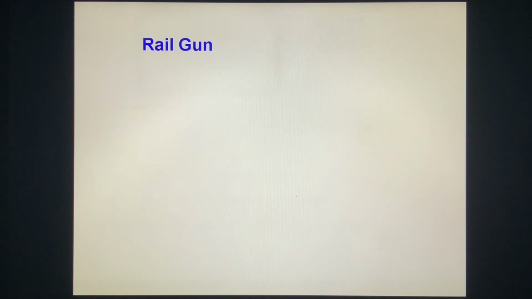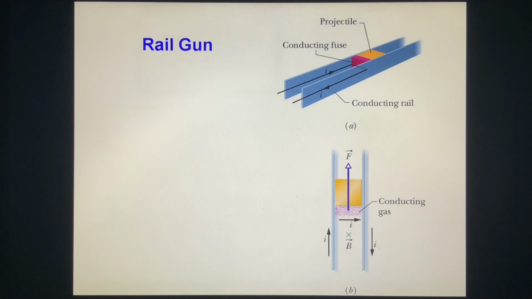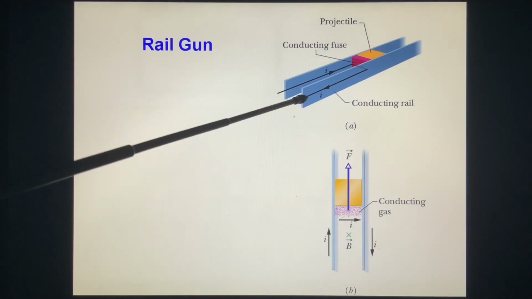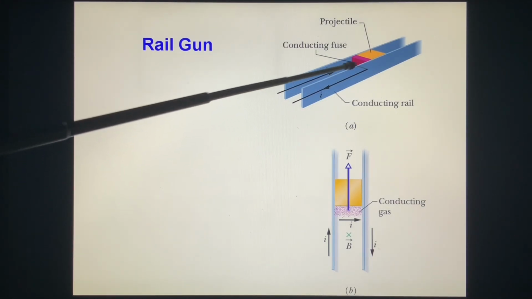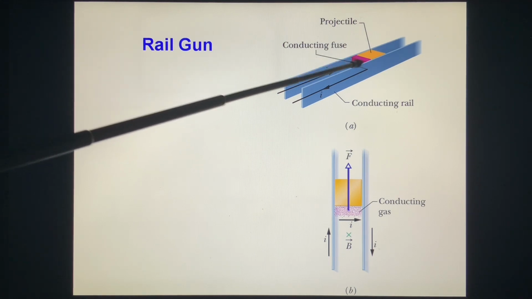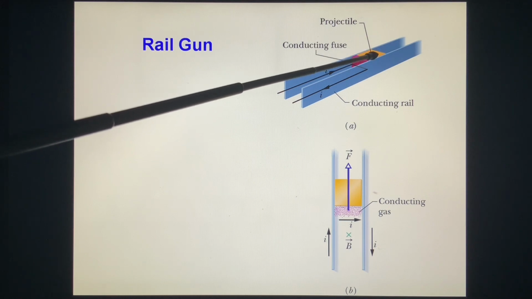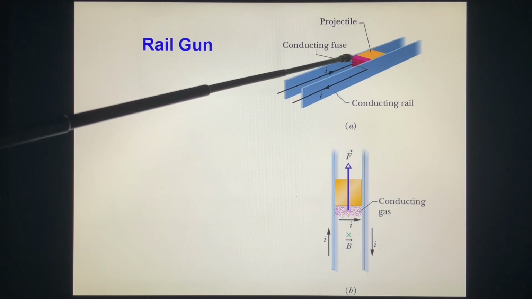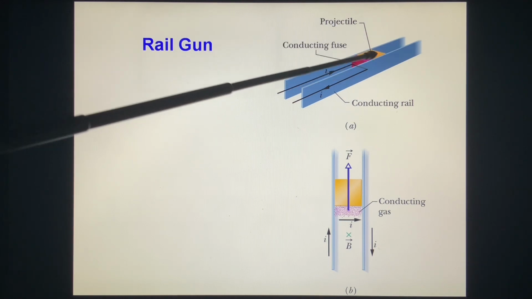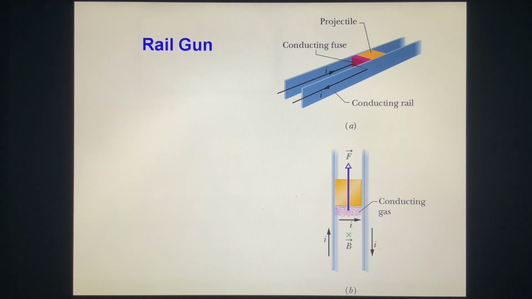Rail gun. This is called a rail gun. You see the connection, the current comes in here, and goes through the conducting fuse and back from here. This is a projectile. This is a fuse, conducting fuse, which becomes gas. Now when we apply the current, it goes through the conducting gas and back.